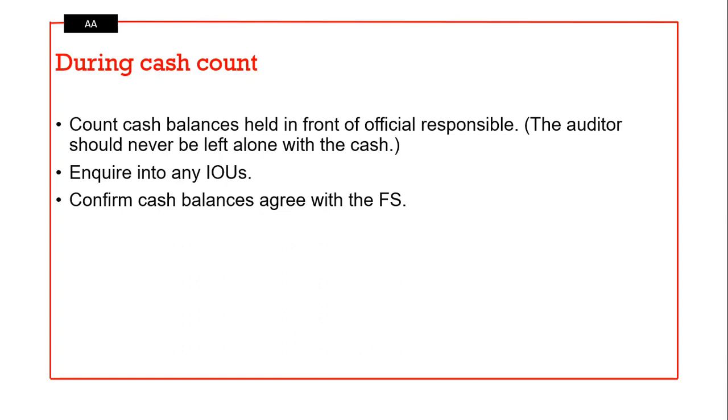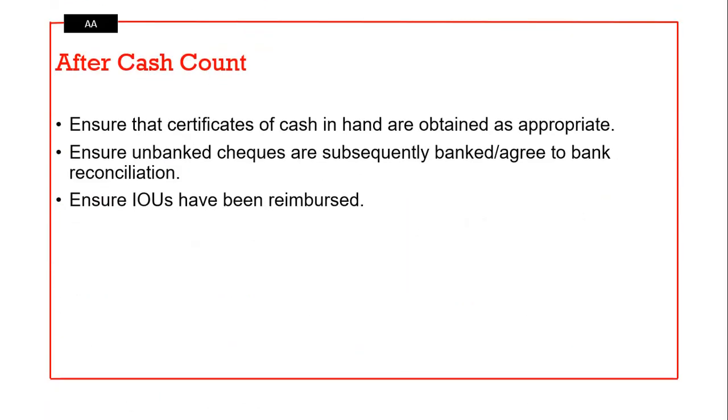You need to inquire into any IOUs, and IOUs mean money that belongs to, let's say, the petty cashier that has been advanced to members of staff. If you don't inquire on these, of course, you're going to find that there will be a serious difference which you may not reconcile. Confirm cash balances agree with the financial statement amount so that you can check for what is known as completeness there.